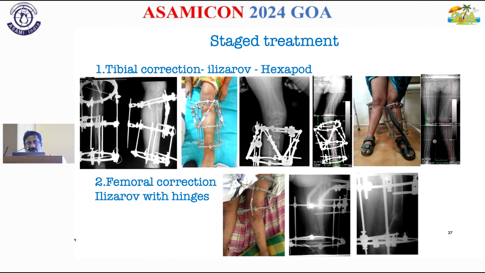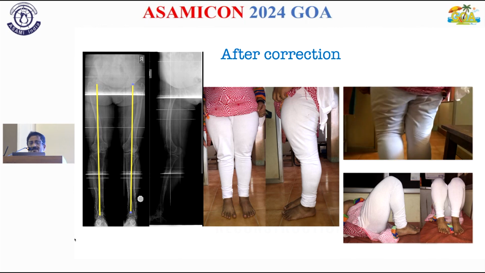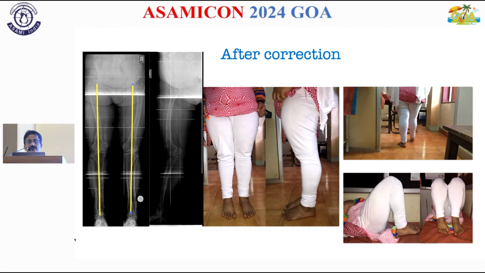the deformities, because it was a multiplane deformity. Then femoral correction was done with Elizarov hinges. These are the X-rays and clinical picture after the correction. You can see the mechanical axis well aligned.